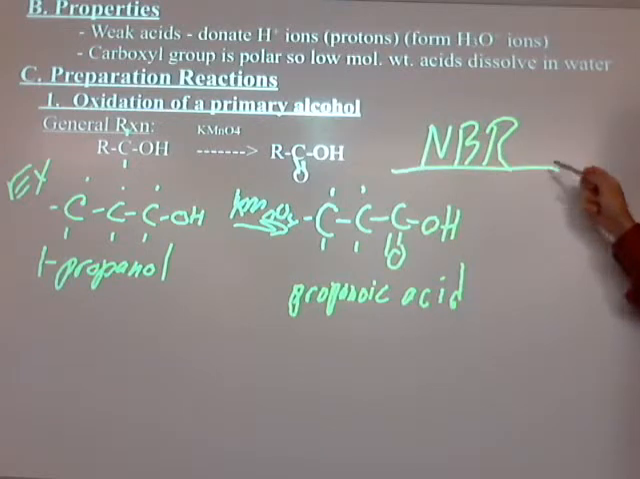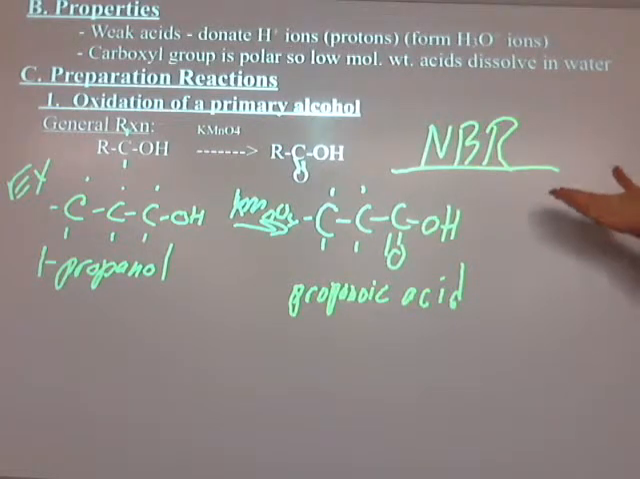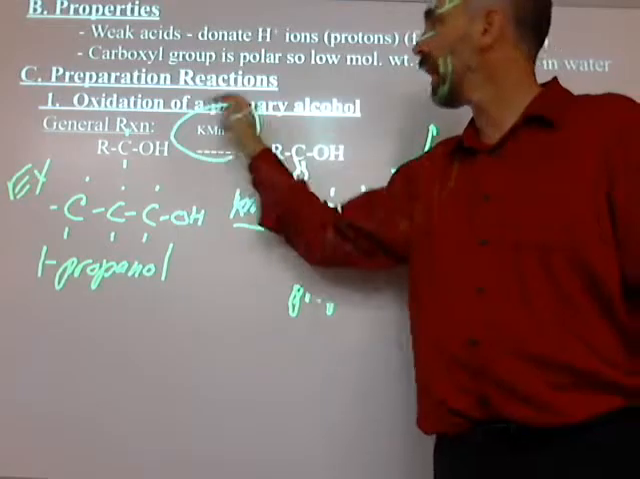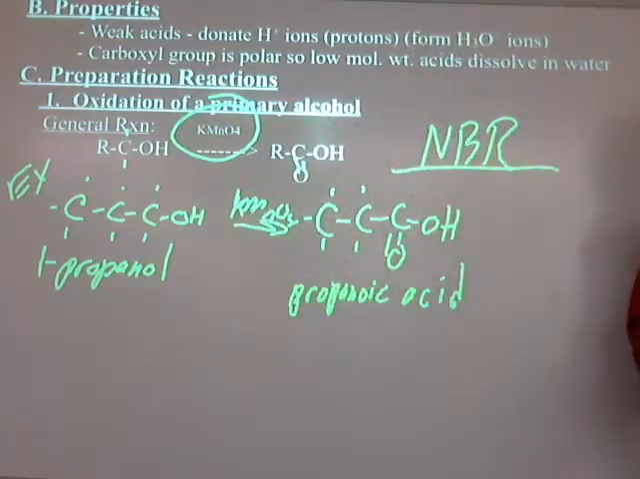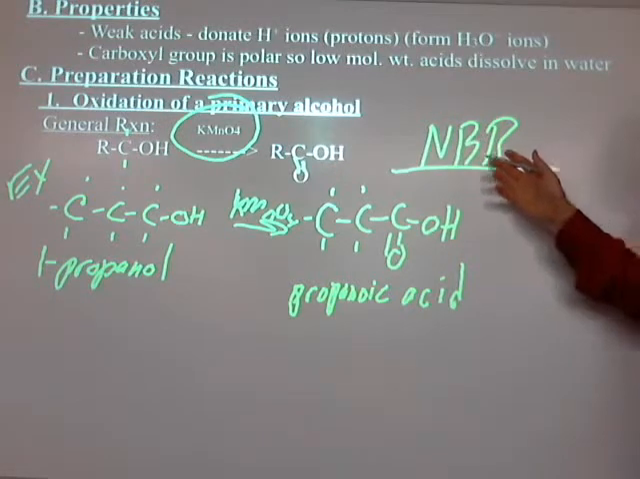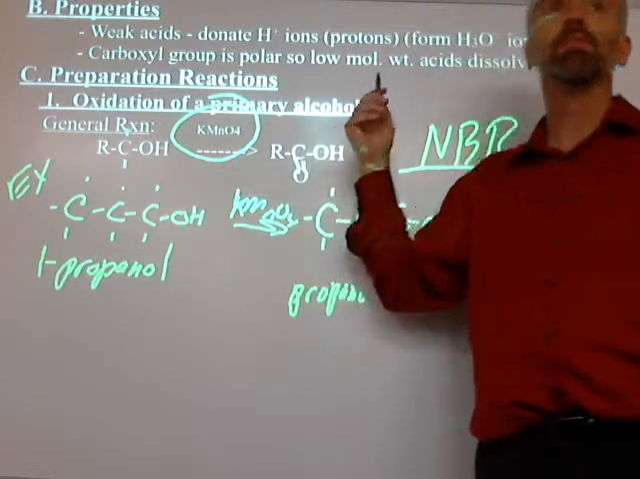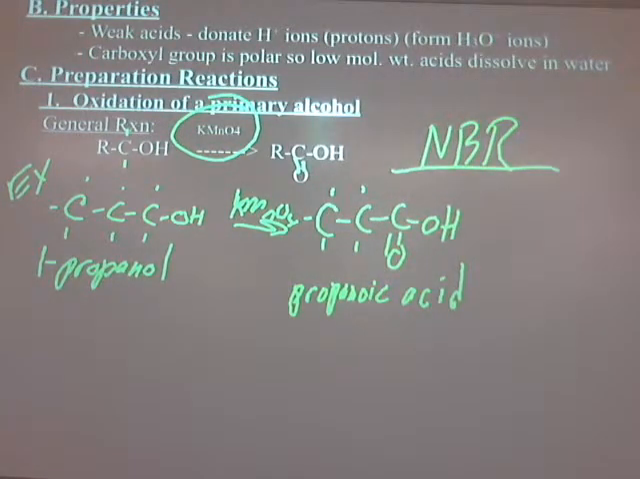And this NBR, I'm telling you, is on a handful of these. This is one of them. I don't want you to worry about balancing these. The oxidizing agent is potassium permanganate, which I'm going to show you in just a minute when I'm done with these notes on carboxylic acid. I'm going to do a demo for you in a few minutes, and it's pretty cool. But you do not have to worry about balancing this. Just know that the potassium permanganate does provide the oxygens for this to happen.